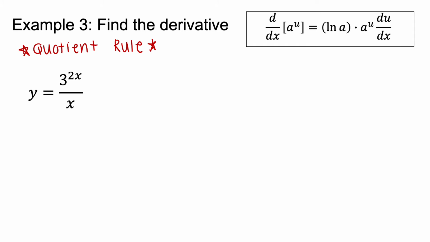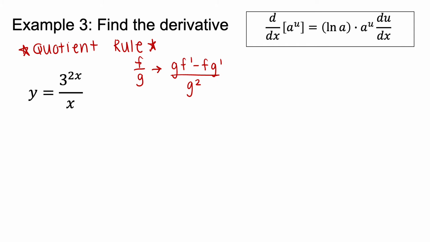So a reminder of the quotient rule: if you have a function f over a function g, you take the derivative by taking g times the derivative of f minus f times the derivative of g, all over g squared. So I'm going to start by writing out the quotient rule, and I'm going to write it with my d dx of each piece.